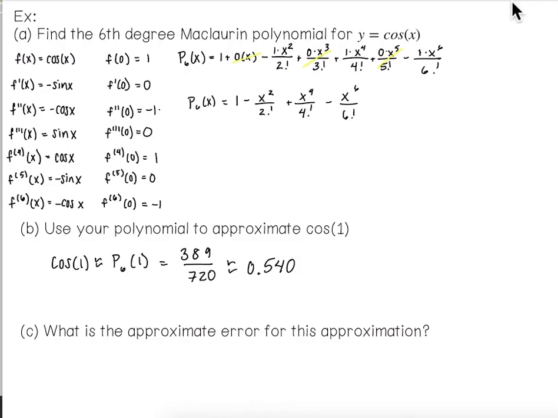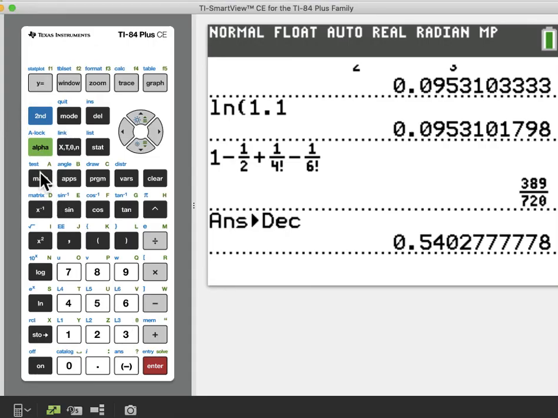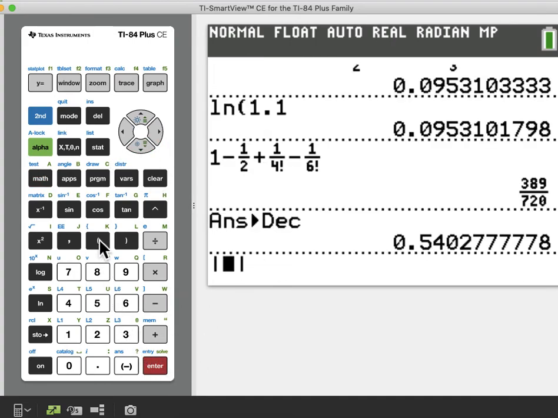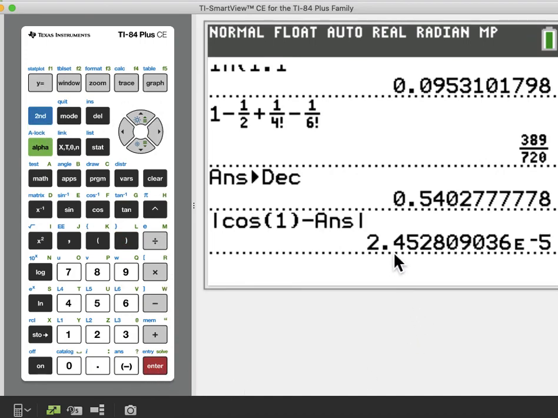So I have those written down, and then what is the approximate error? So the error is the absolute value, right, of the actual minus your approximation, right? So the order doesn't really matter because you're taking the absolute value. So my actual, so if we go over to my calculator again, I'm going to go to math number 1 for absolute value. I'm going to type in cosine of 1, and then I'm going to subtract my answer for my error. Right, and look at how small that is.